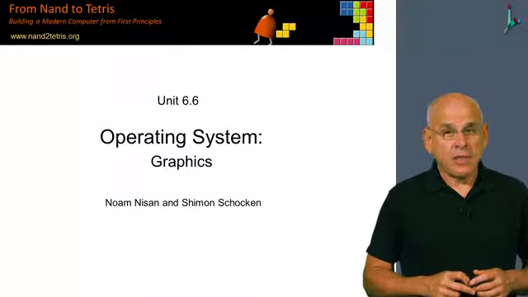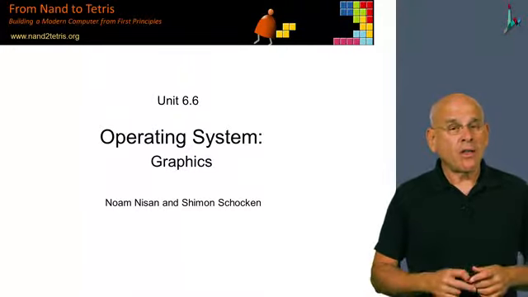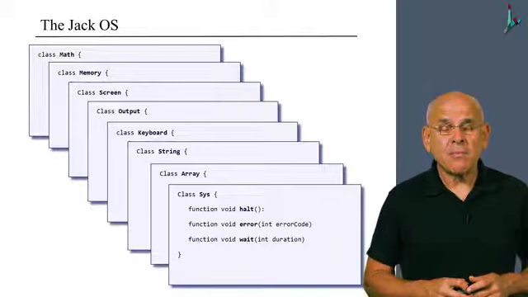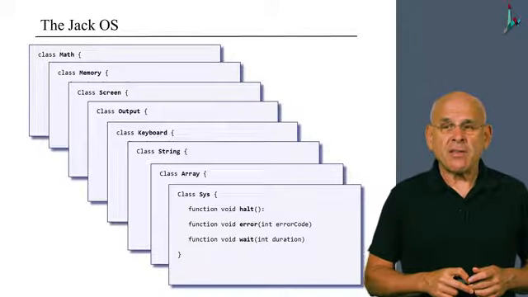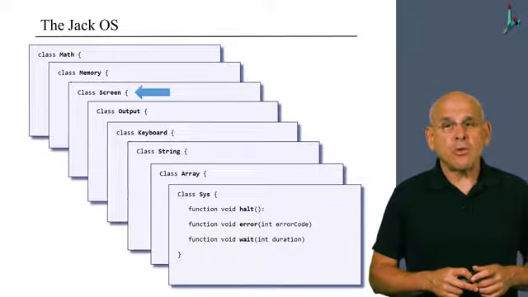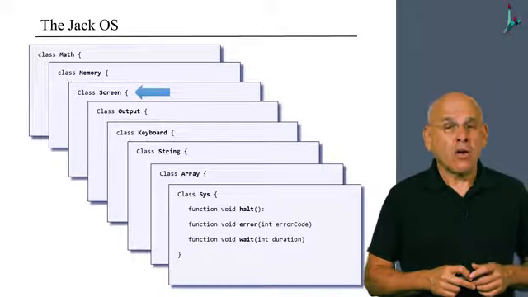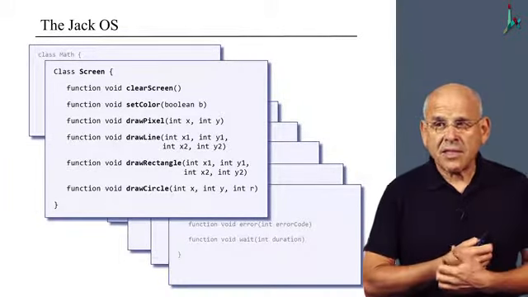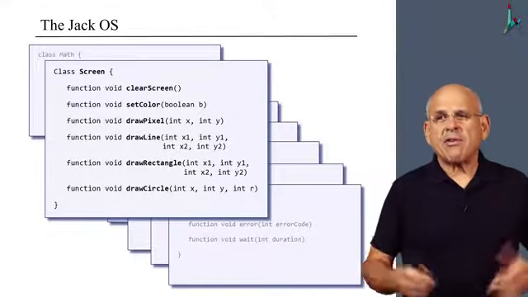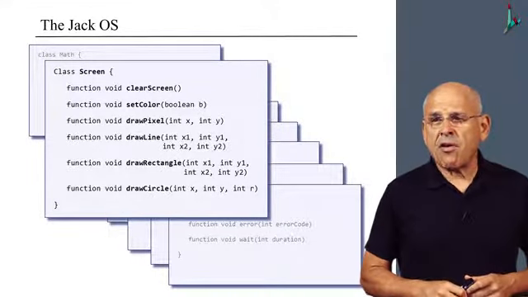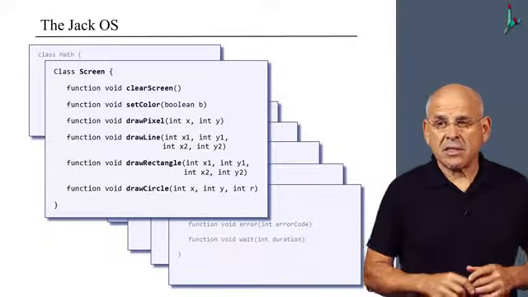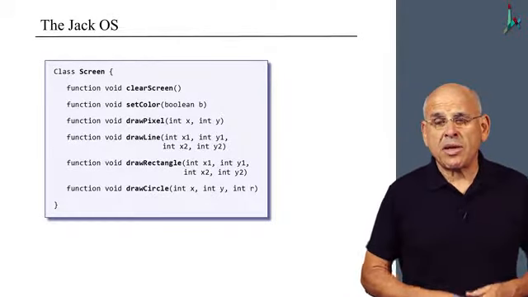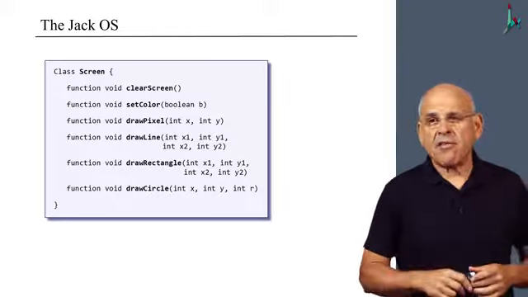So, welcome to Unit 6.6, in which we are going to talk about graphics. In particular, we are implementing the Jack operating system, and the class that is relevant to this module is the Screen class, which we're going to use to handle all the graphical operations of our programs. In particular, we'll talk about this library that features several basic operations for drawing figures and pixels on the screen. And what we'll do in this unit and in the next one is explore some of the more interesting functions in this library.